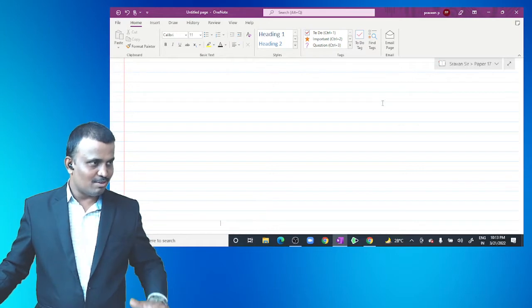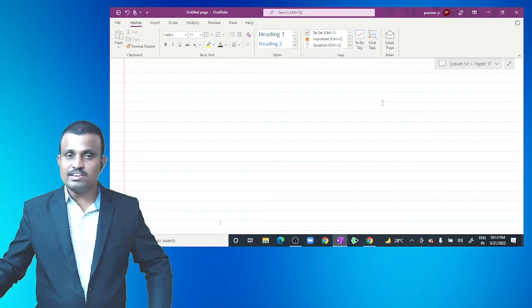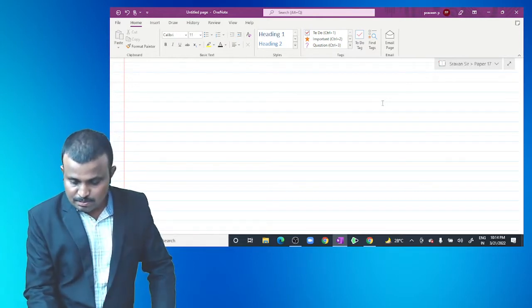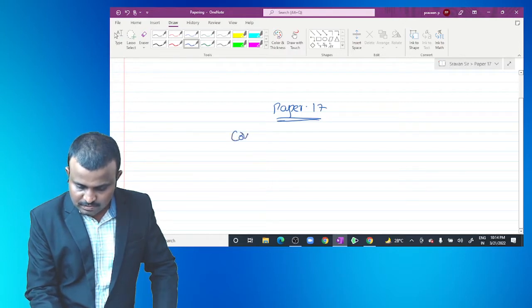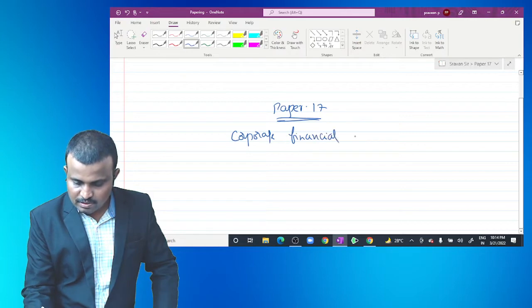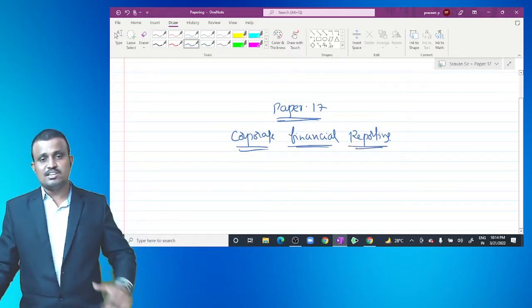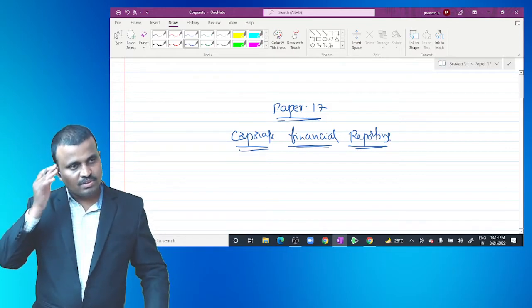My name is Ravan Kumar. I'm a qualified cost accountant and an all India ranker in CMA Final. I'm here to teach Paper 17, CFR, Corporate Financial Reporting.